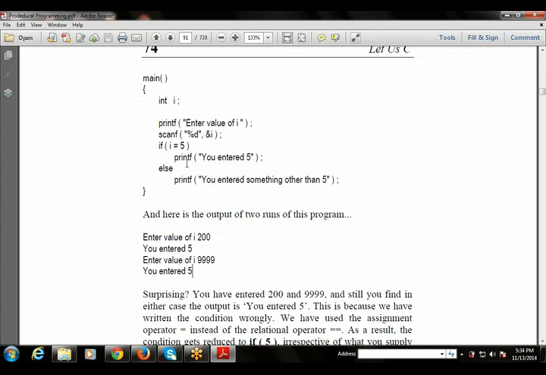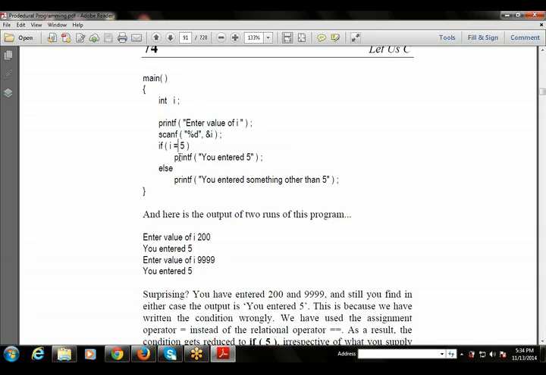No, this is not wrong. This is for your confusion. Everyone understands that the condition if should be I is equal to 5. No, this is not a comparison operator. This is only an assignment operator, so 5 will be assigned to I, whatever input is given by the user. The output is always 5.